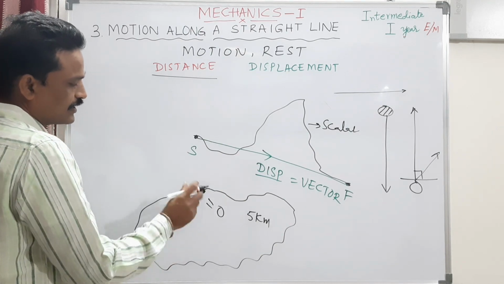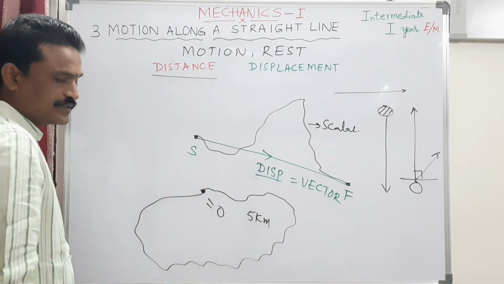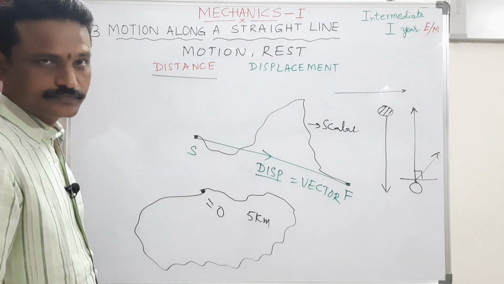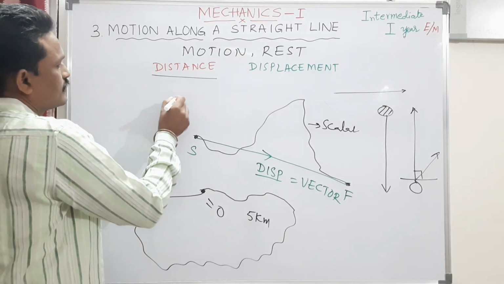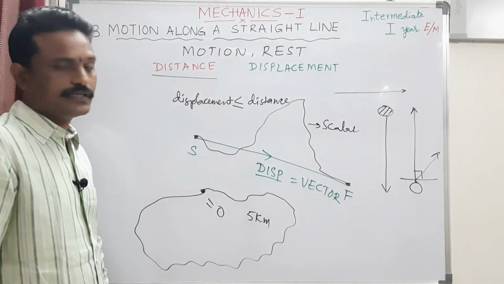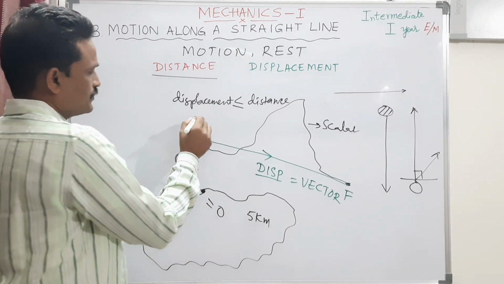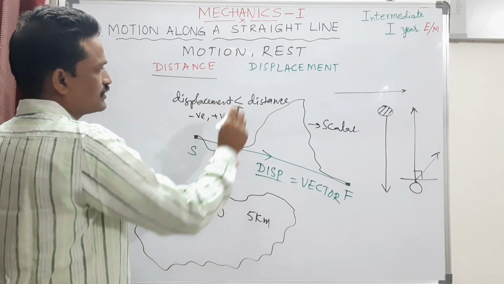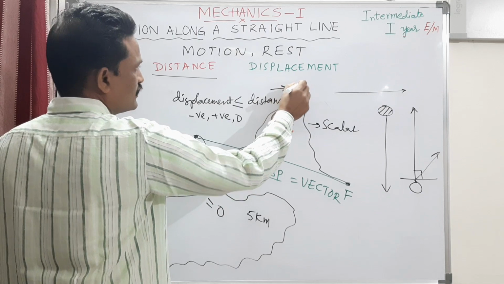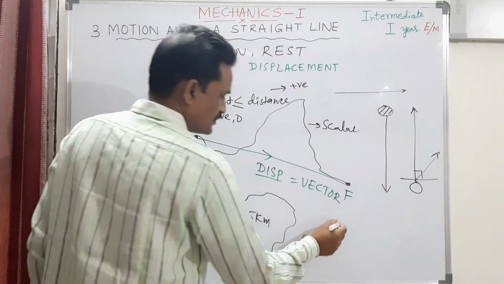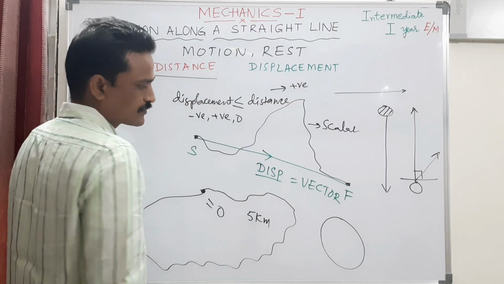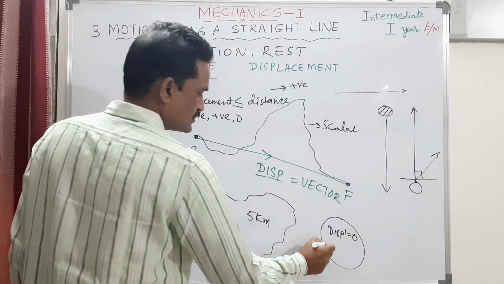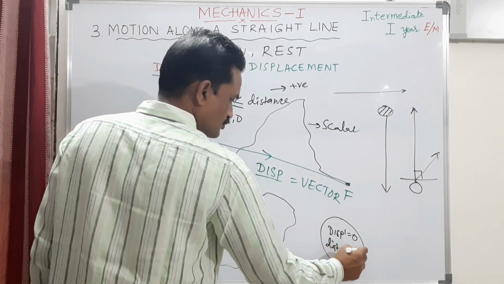Your starting point and ending point is nothing but your residence. You started at this point and you ended your journey at the same point. So that is the reason why displacement is less than or equal to distance. Displacement can be negative, positive, or 0, but distance is always positive. It will have some value. Suppose you traversed a circular path, your displacement is 0, but your distance is not 0, which is equal to 2 pi r.